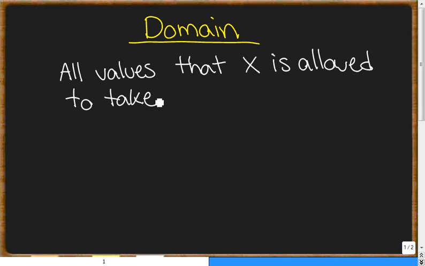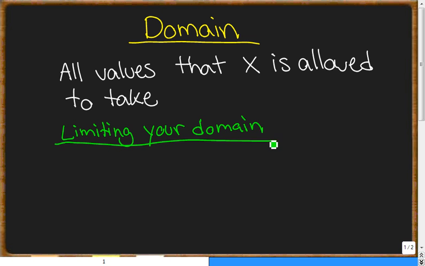Now, there's really two ways that you can limit your function. So, limiting your domain. Because most of the time, you're going to have an infinite domain for a lot of functions. Now, there's two times that you'll mainly see this broken up. Number one, dividing by 0.